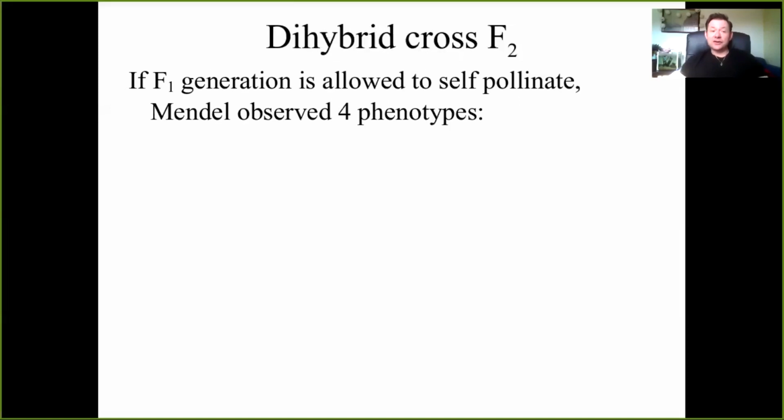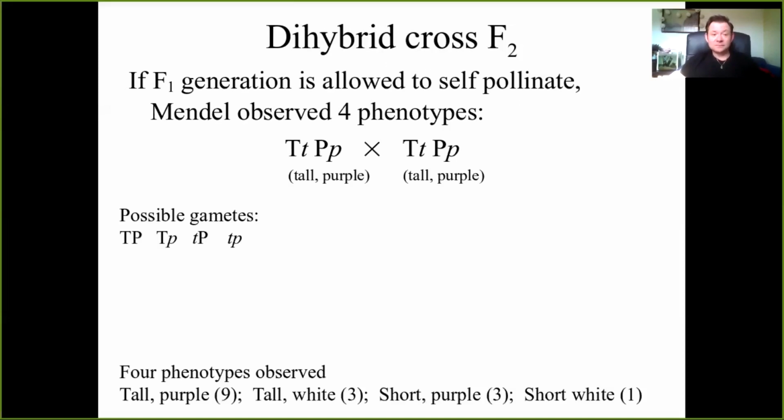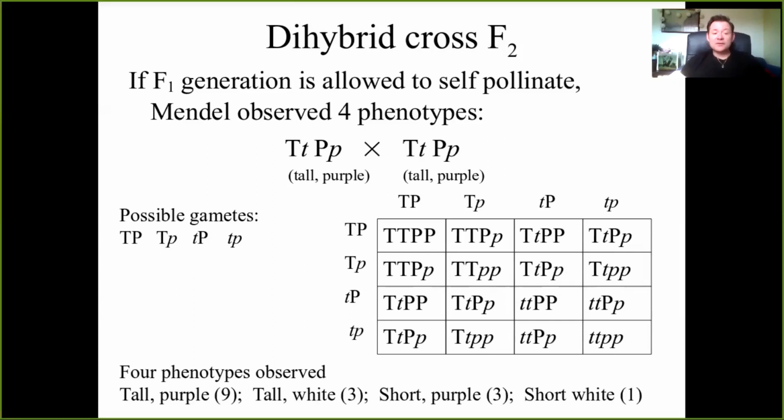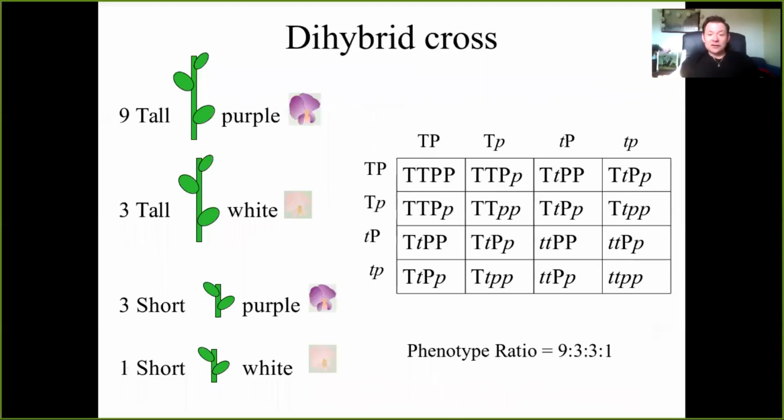Dihybrid cross, F2: if the F1 generation is allowed to self-pollinate, Mendel observed 4 phenotypes. These are all the possibilities. So the 4 phenotypes observed would be tall purple, 9, tall white, 3, short purple, 3, short white, 1. And you can see what the genotypes are. So the phenotype ratio is 9 to 3 to 3 to 1. I'll leave that there for a second, just for you to have a quick scan. Okay.